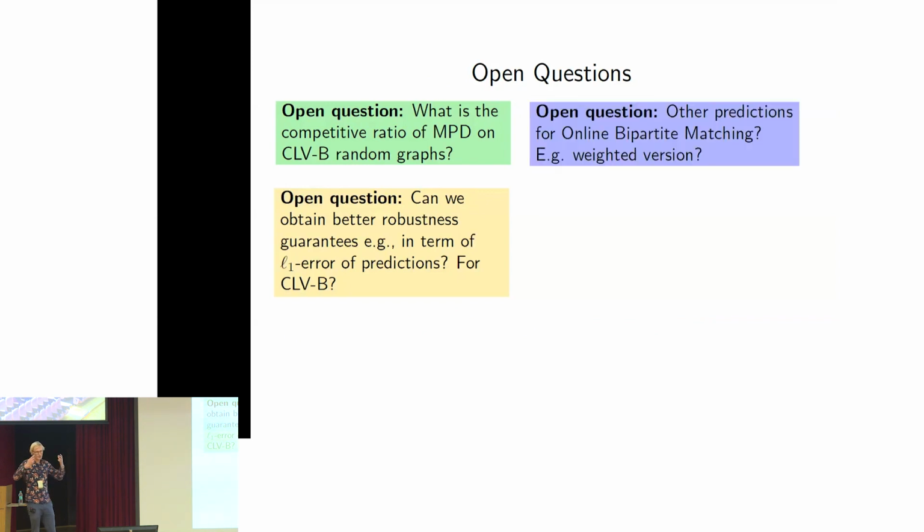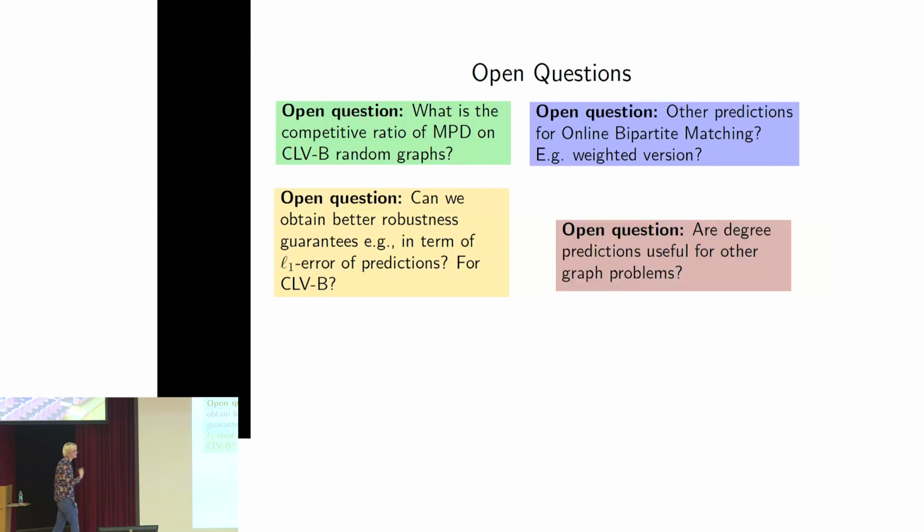And then more generally, I think it would be interesting to consider other online bipartite matching problems. For instance, you can consider the weighted case. In the weighted case, to obtain competitive ratios, you have to make the assumption that you can dispose of edges over time. But I think it's interesting to consider what would be some good predictions that would both be realistic and could maybe help improve your algorithms in this setting.